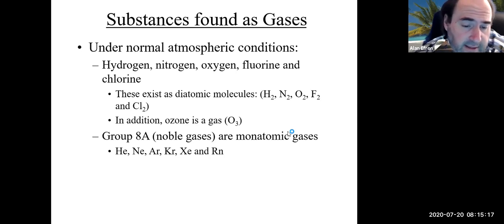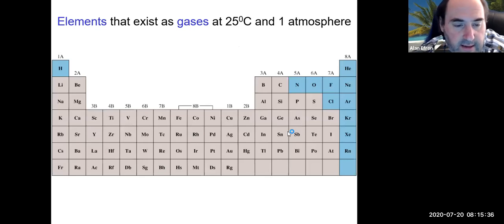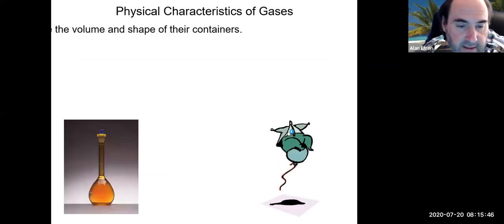They are monoatomic gases, which means they come as ones, which is different than something like H2, N2, O2, which are diatomic molecules, which basically come as twos, as they are naturally found. And on the periodic table, the elements here in blue are essentially the ones that normally come as gases in their natural state or normal conditions.